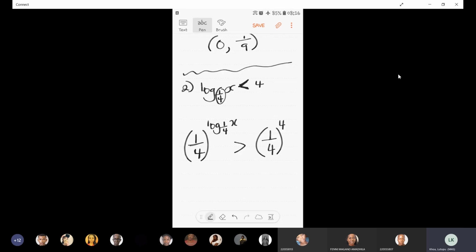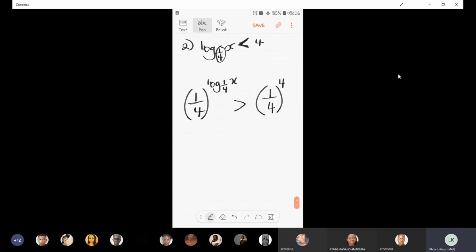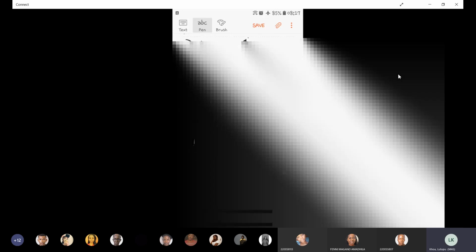direction. So here, this will be x, because the laws of the logarithm say if you have base of the exponent equal to base of your logarithm, then this is just equal to the argument that you have over there. And this is greater than 1 over 4 to the power of 4. This is just 1 over 256. Okay, so this is the first condition.